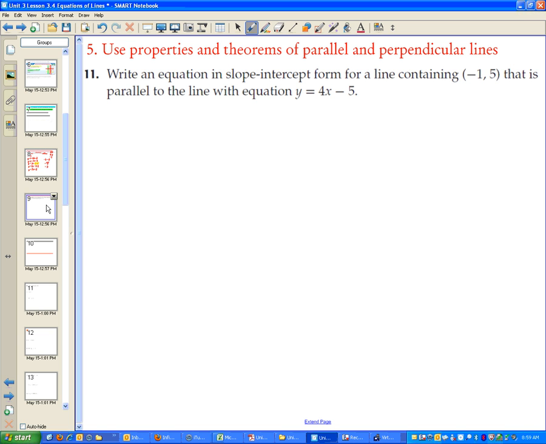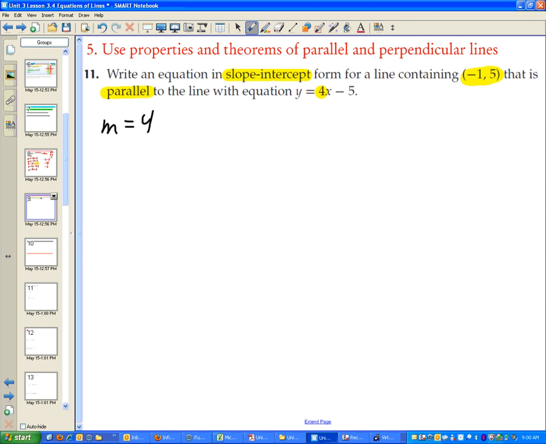Let's try number 11. Write an equation in slope-intercept form for a line containing (-1, 5). So we know a point on our line. We know that we got to have it in slope-intercept form. That is parallel. Awesome, because parallel lines have equal slopes. Parallel to the line with the equation y equals 4x minus 5. What's the slope of y equals 4x minus 5? 4. So what's the slope of our line if our line's parallel to it? 4. So m equals 4.